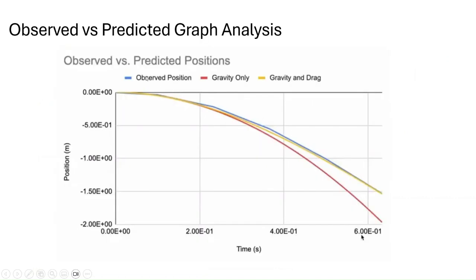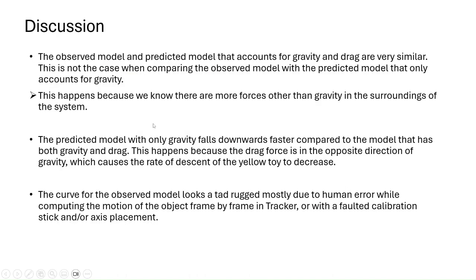So this is my observed versus predicted graph analysis. The yellow line is gravity and drag, the gravity only is the red line, and the observed position is the blue line. As you can see, the observed position and the gravity and drag are very similar, and the gravity only fell way faster than the other two, and it reached the ground faster, as you can see. So the observed model and the predicted model that accounts for gravity and drag are very similar, but this is not the case when you compare the observed model with the predicted model that only accounted for gravity.